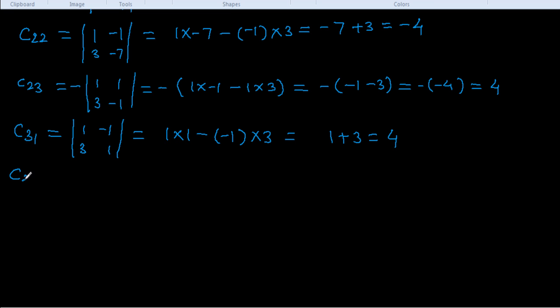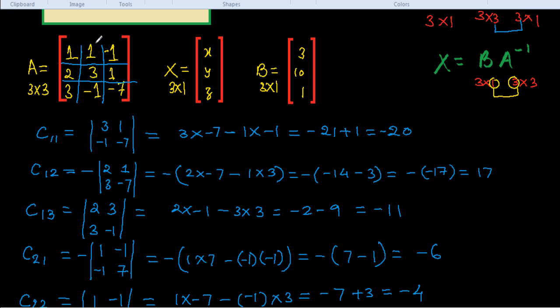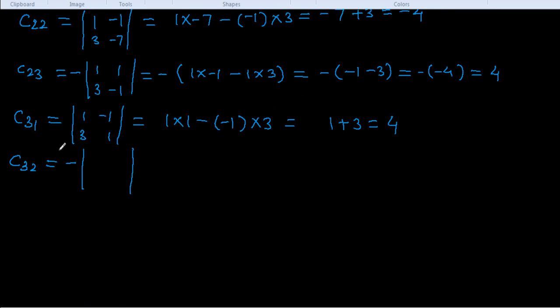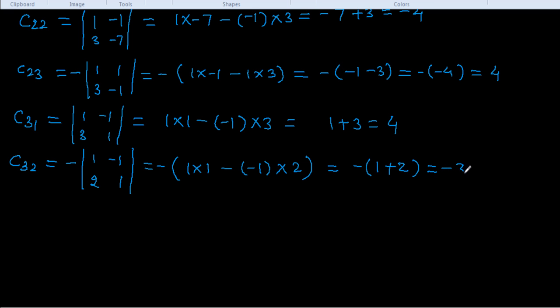Okay. Now C32. Now you see it is odd. The sum of 3 plus 2 is odd. So we have to put the negative sign here. The 32 element is this, minus 1. So we have to leave out this column and this row. So we get the elements 1 minus 1 2 1. So we get here negative sign outside, 1 into 1 minus 1 into 2. So we get here 1 plus 2. So we get here minus 3.